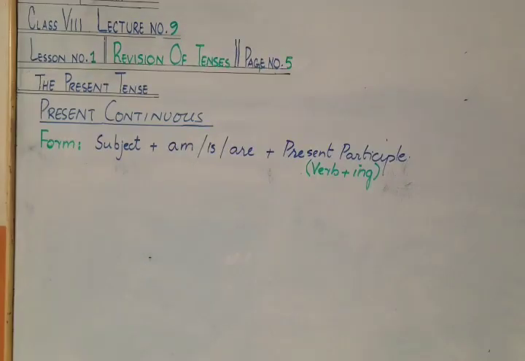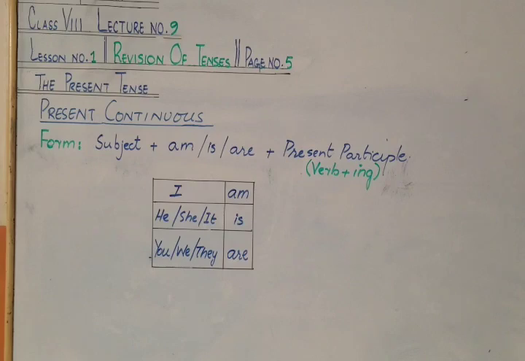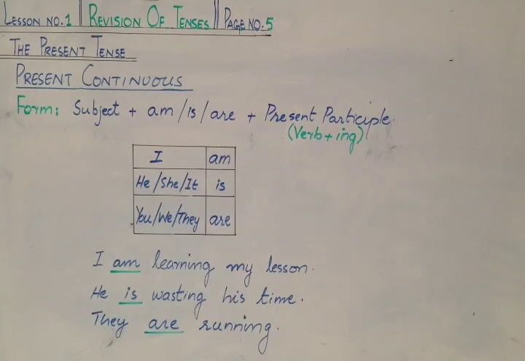Next tense we have present continuous. We make present continuous tense with a subject plus am, is, or are plus present participle, means verb plus ing. We say I am, he, she, it, is, you, we, they, are. For example, I am learning my lesson. He is wasting his time. They are running.